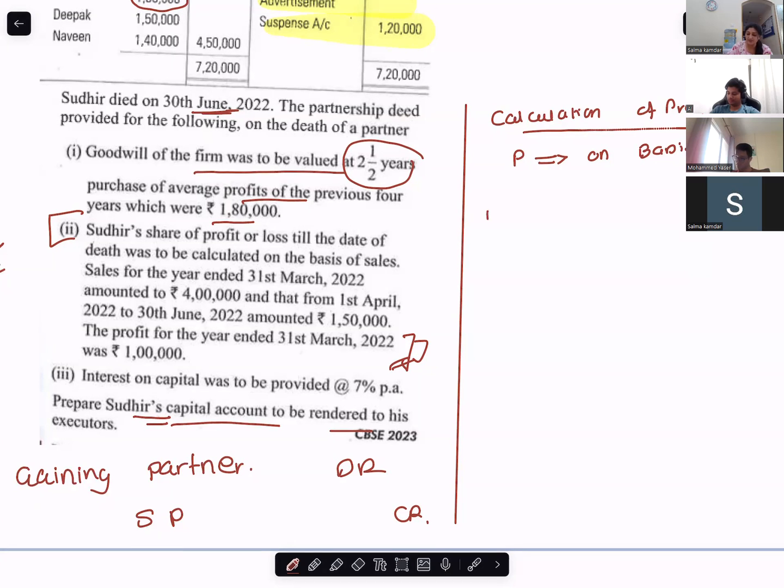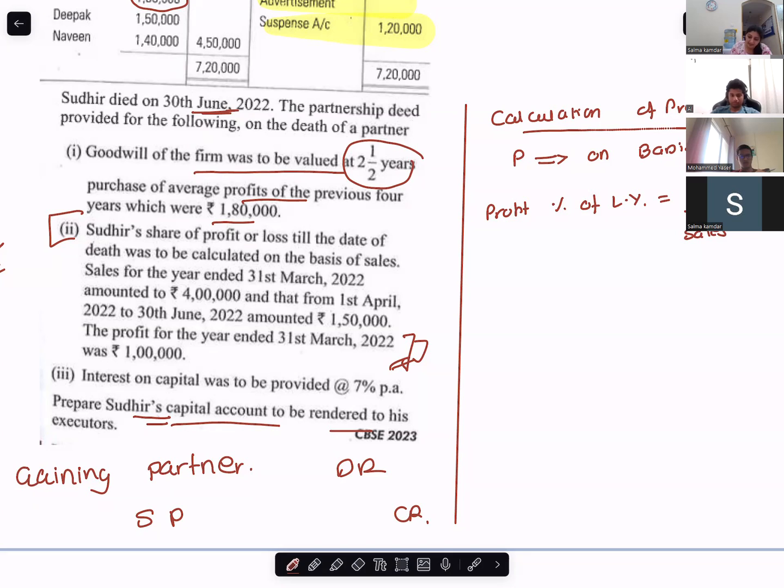So first thing we do is find the profit percentage of last year. Profit percentage of last year is on the basis of sales, so I will write profit over sales into 100. If it is on the basis of turnover, I will write profit over turnover into 100. Okay.